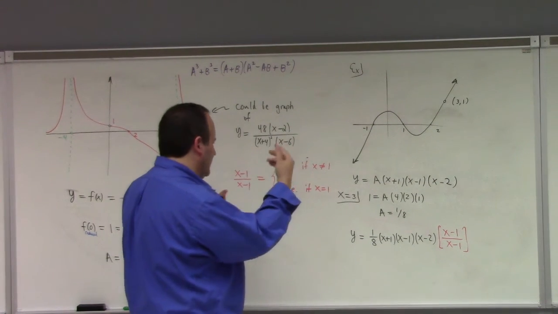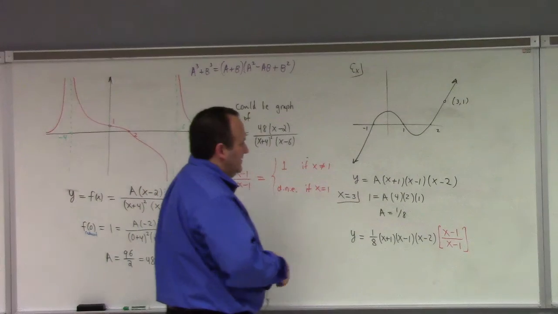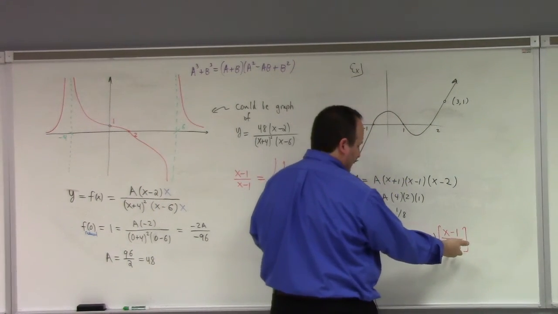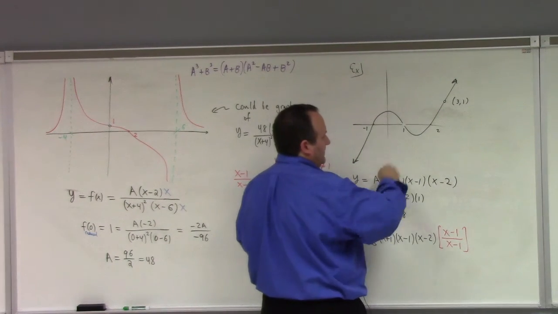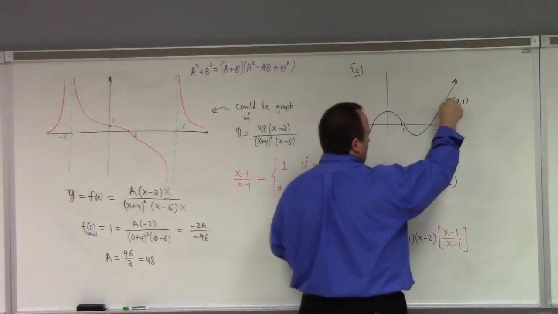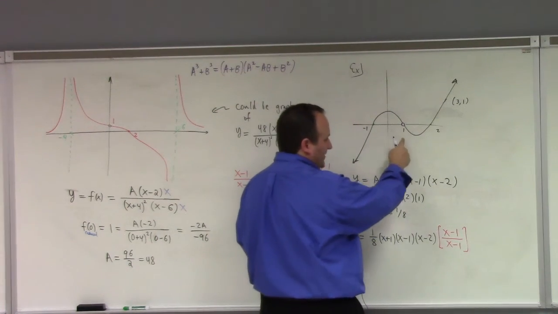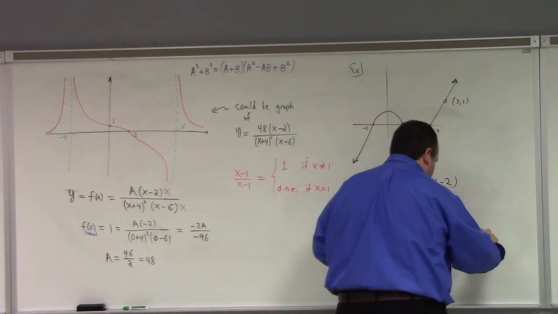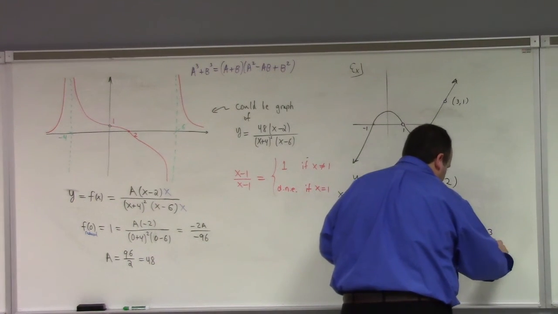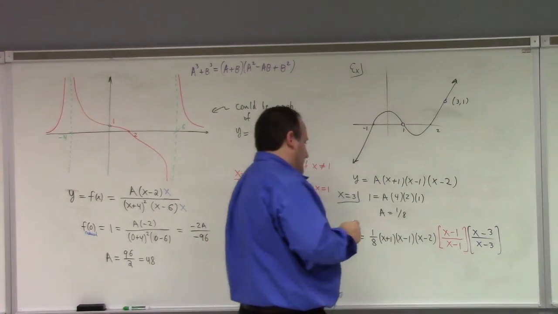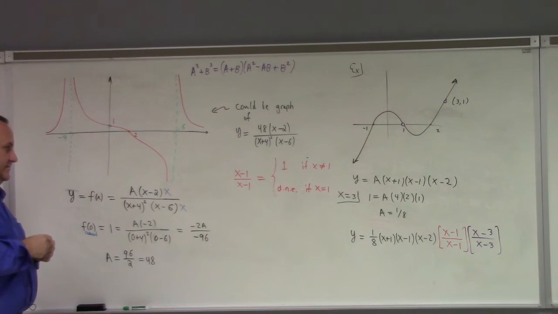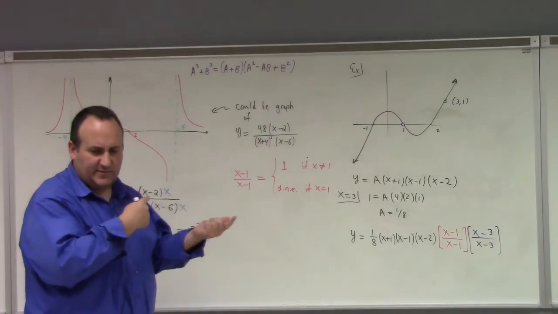Oh, good grief. I'm so sorry, guys. Why didn't you guys stop me? I want it undefined at x equals 3. I put the hole at 1. That was dumb. That puts the hole over here. My bad. If I want to put a hole over there, I've got to put an x minus 3 over x minus 3. I'm very sorry for that. That was just a stupid juxtaposition of numbers in my mind.